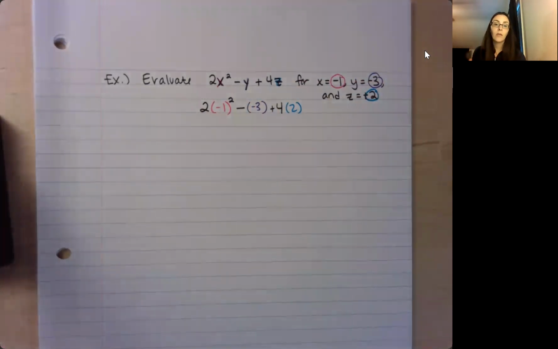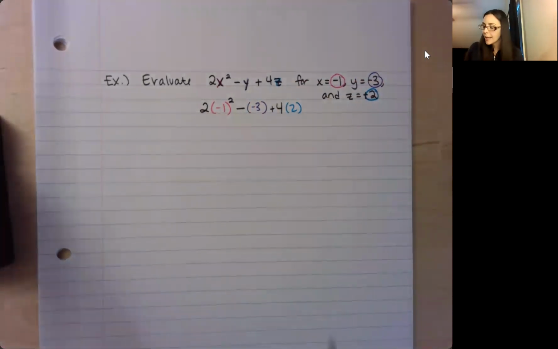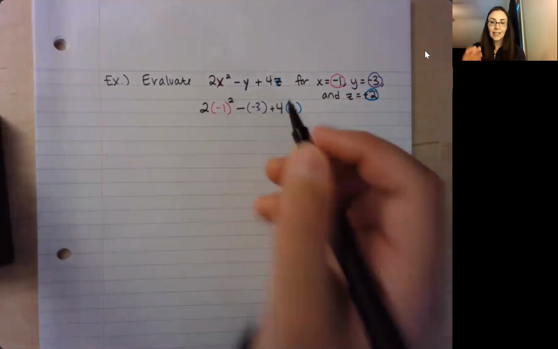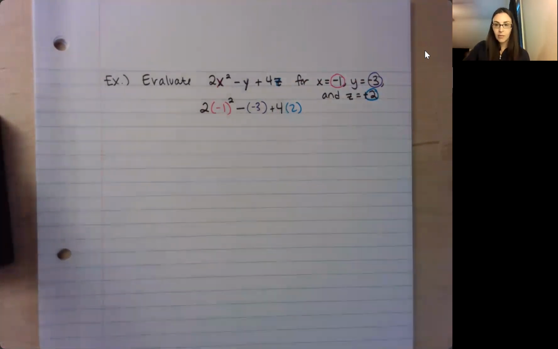And now you're going to apply your order of operations. So I do have lots of parentheses, but there's nothing on the inside to do here. So I'm just gonna go ahead and keep simplifying after that. My next thing is my exponent.